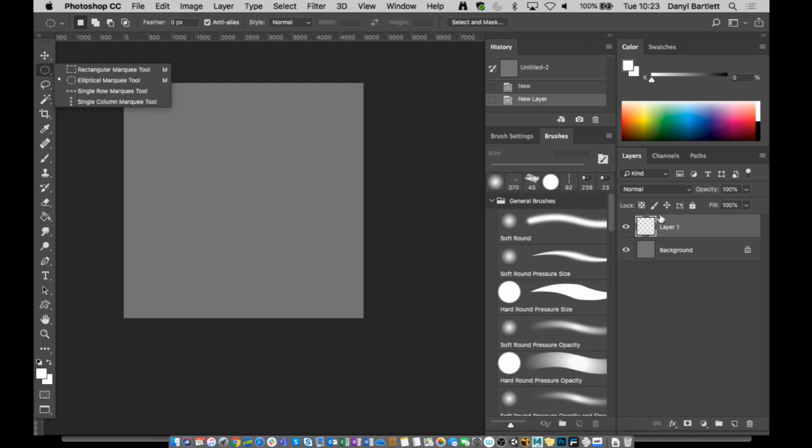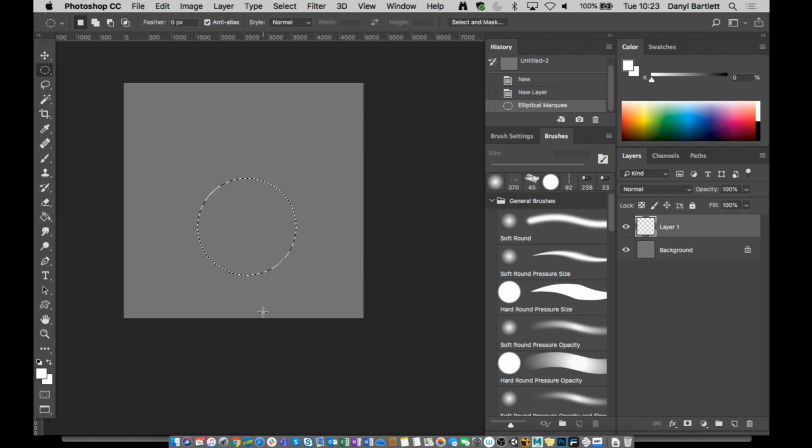create a new layer, which you can see I've done over here. I'm just going to go to this elliptical marquee tool. You hold down to select the elliptical marquee. I'm going to hold Shift, and I'm just going to draw a marquee of a circle. Yes, that one doesn't work. So you want those two.